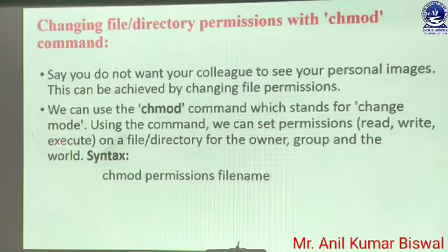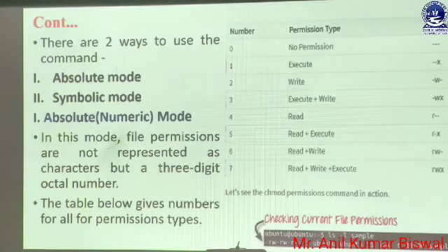The most important thing is how to add a permission to a file or directory in Unix. First of all, you write chmod, which is a Unix command. Then we give a space, then we write the permissions, then we write the file name. Permissions means you want to give your file a permission like read, write or execute mode. In the next slide, there are two ways to use the command: absolute mode and symbolic mode.